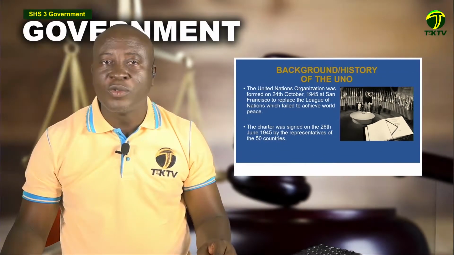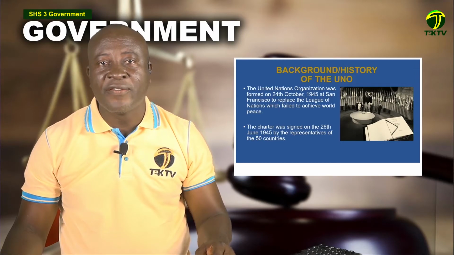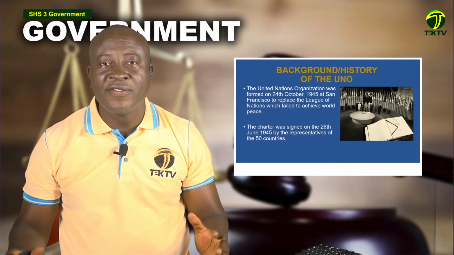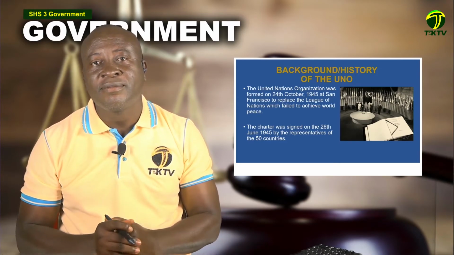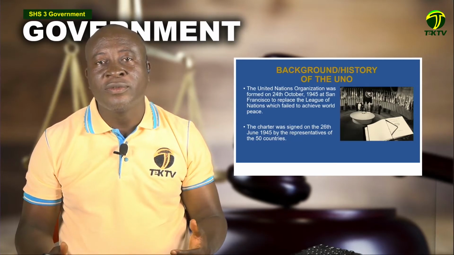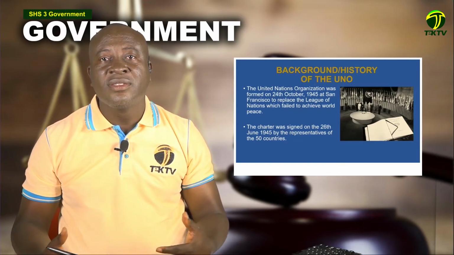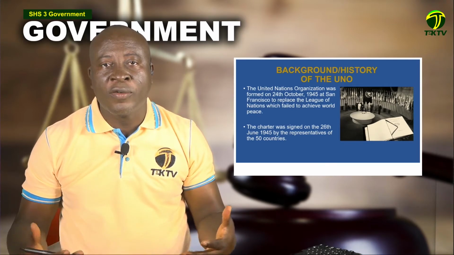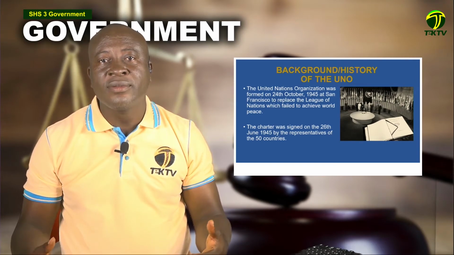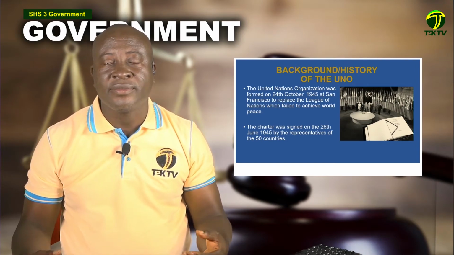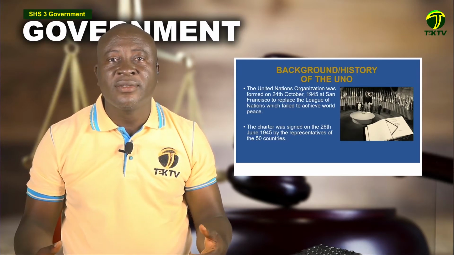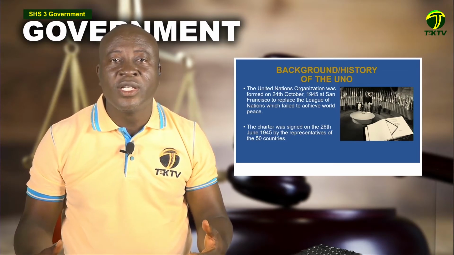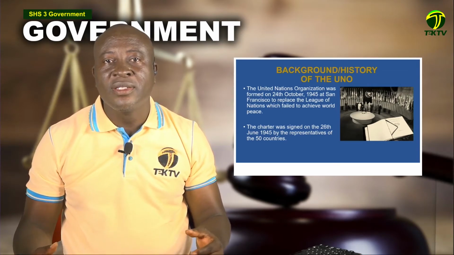The League of Nations came into existence right after the First World War. The First World War happened between 1914 and 1918. Right after the First World War, nations that were involved resolved not to allow another war to happen again. So in place of that, they came out with the League of Nations, and they were tasked to ensure that there wouldn't be another world war.